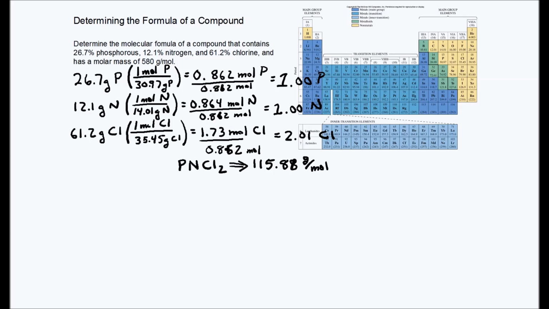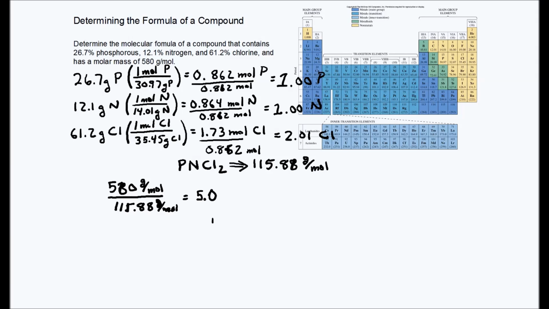So what do I do? I take the known molar mass, 580 grams per mole, and I divide by 115.88 grams per mole, and I just get a number. Now, if you've done everything to this point right, this number will be a whole number, or at least close. So 580 divided by 115.88 provides me with, for significant figures, 5.0.